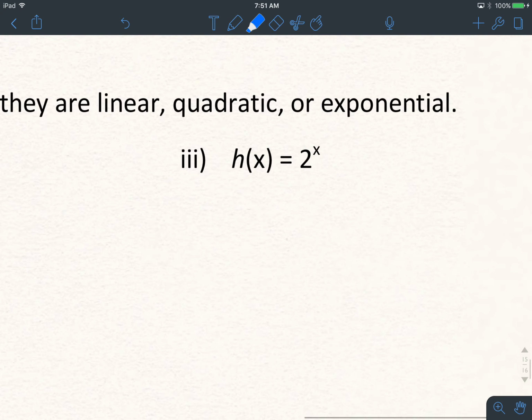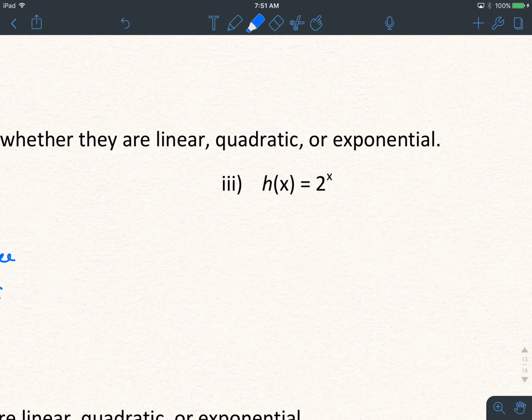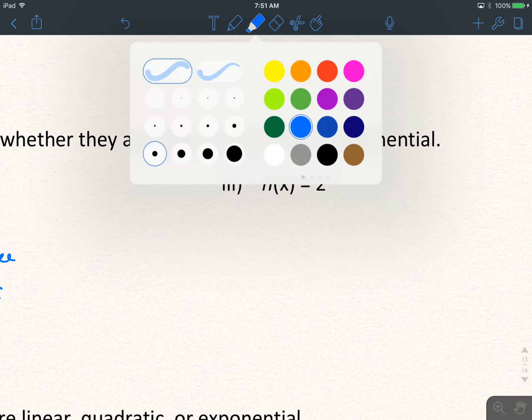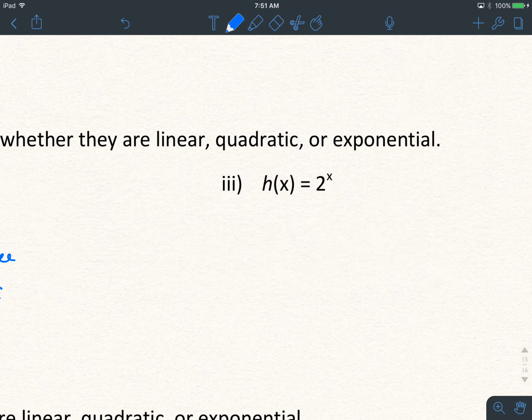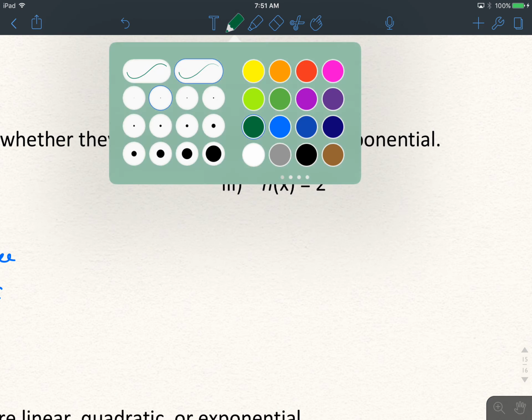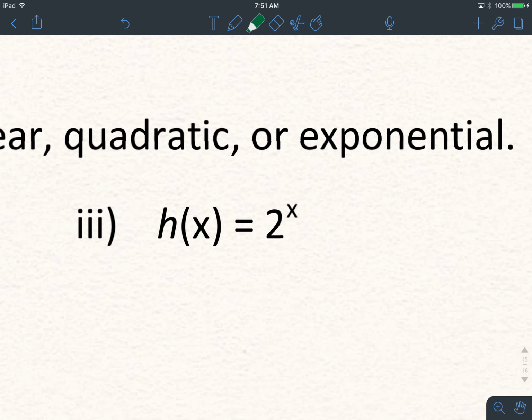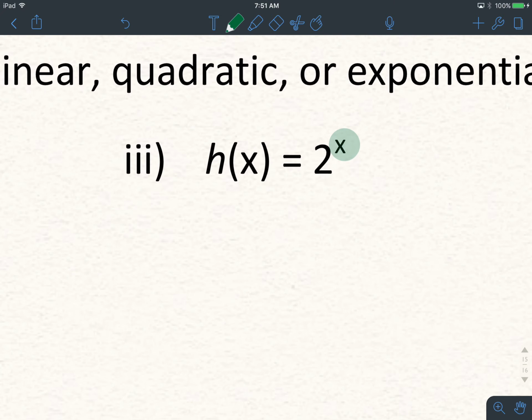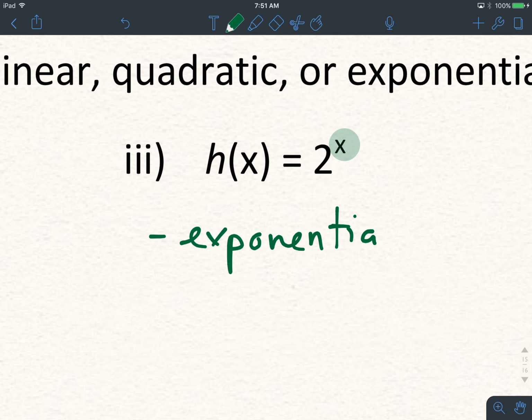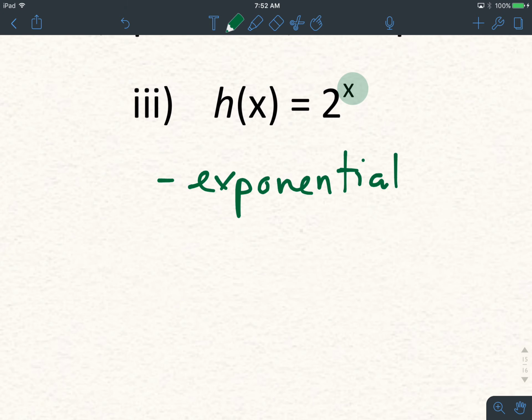Finally, if you have h of x, how do we recognize what type of function this is? Again, I think you're noticing now that the key is to look at the variables and see what's happening with them. In this case, the variable is actually the exponent. So this one is going to be exponential. And as we know from working through this unit already, exponential functions have the variable as the exponent.